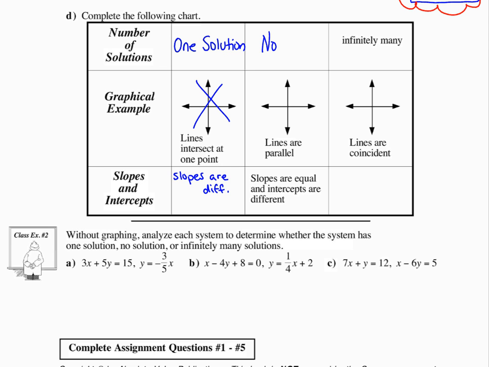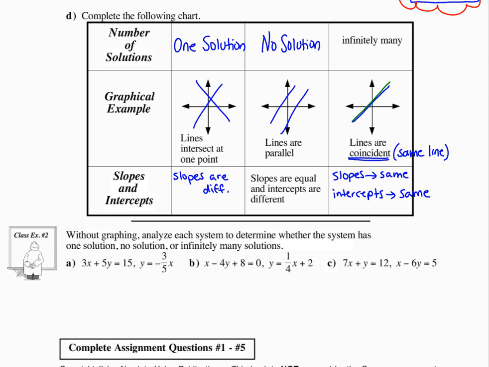Okay, no solution is when we have parallel lines. So slopes are equal and the y-intercepts are different. And then another word for two lines that are identical, coincident. Okay, lines are coincident means they're identical. It's the same line. So that means that the slopes are the same, the intercepts are the same. They're both the same because it's the same line. Everything's the same.